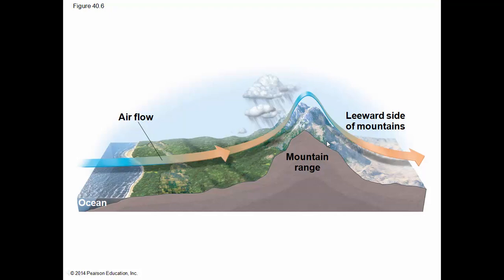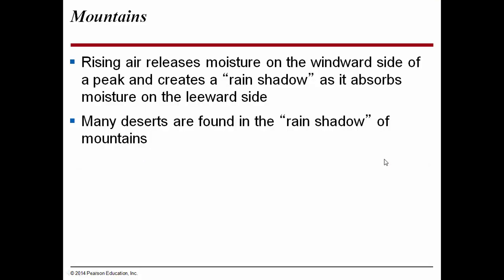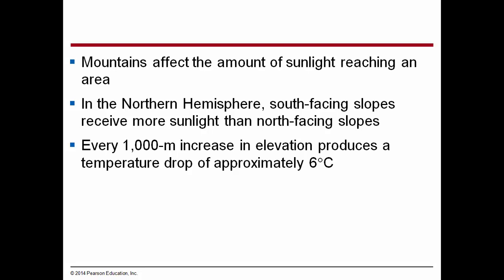This also happens in the Himalayan mountains. Those trade winds blow up over the Himalayan mountains, and then on the other side of the Himalayan mountains there is the Gobi Desert, and in California, on the leeward side of the mountains is the Nevada Desert. So rising air releases moisture on the windward side of the peak and creates a rain shadow as it absorbs moisture on the leeward side. Many deserts are found in the rain shadow of mountains.